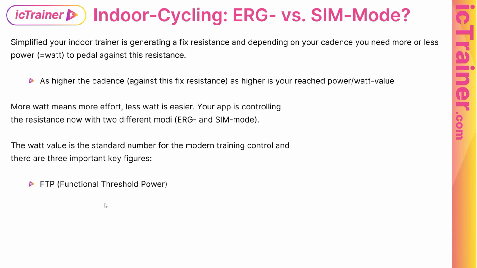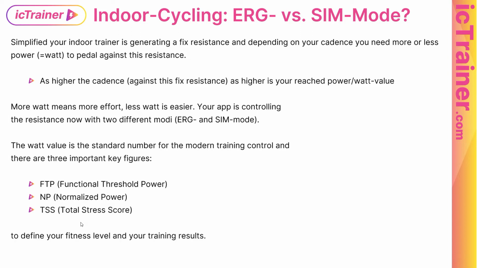One is the FTP, the functional threshold power. That means the value you can pedal on average for 1 hour. The normalized power, that's a differently calculated average of your reached power. And TSS, the training stress score, that is to analyze your training efforts, also over a week and all this stuff. And with these values, you define your fitness level and also your training results.